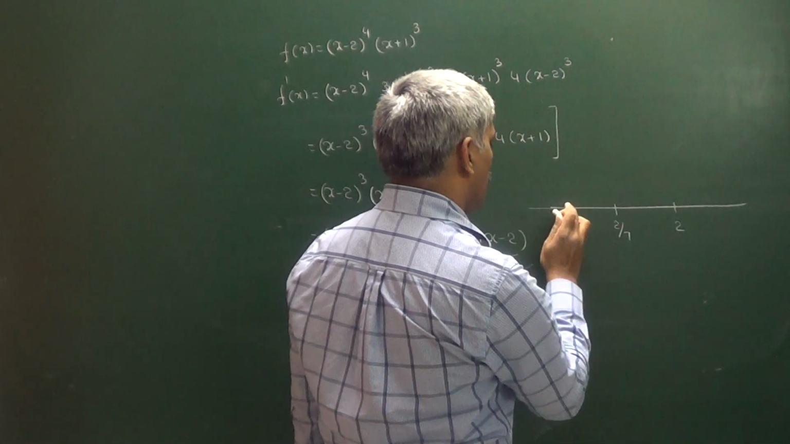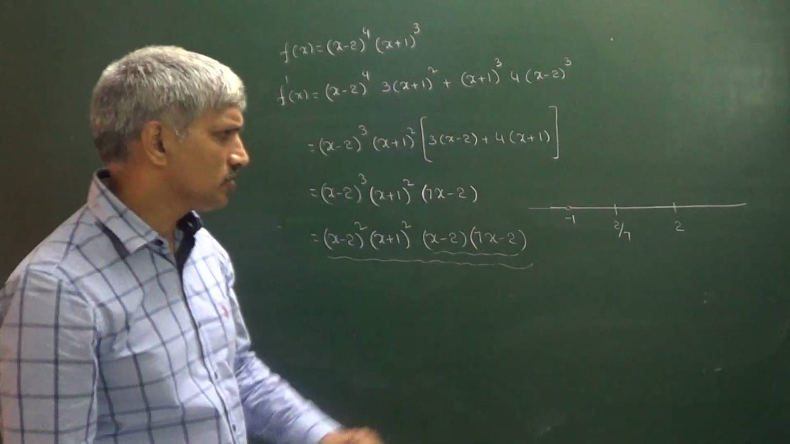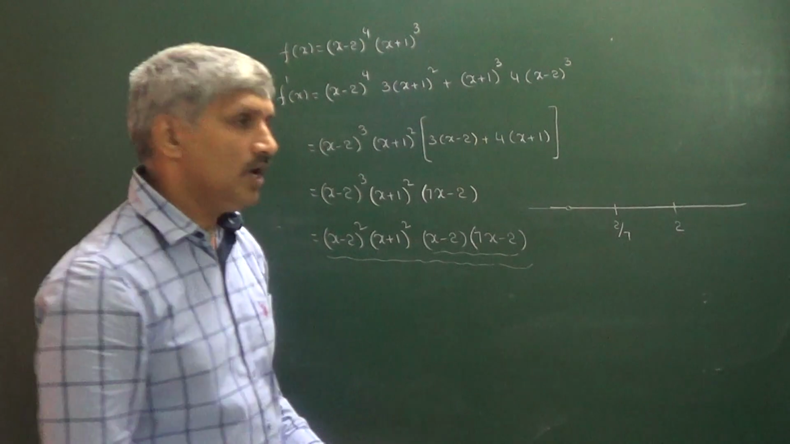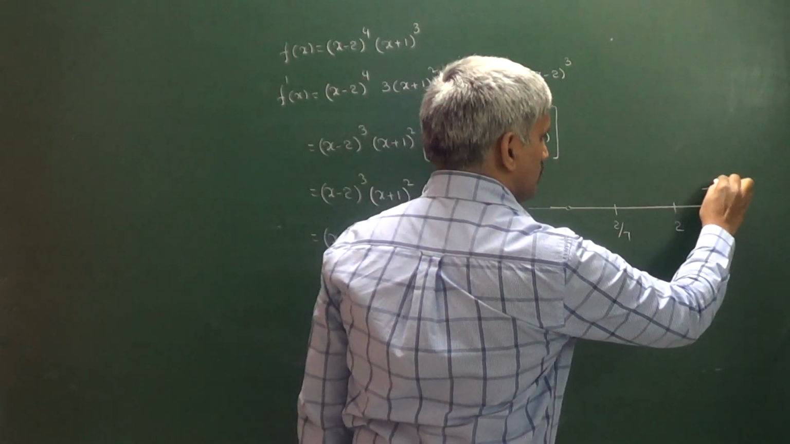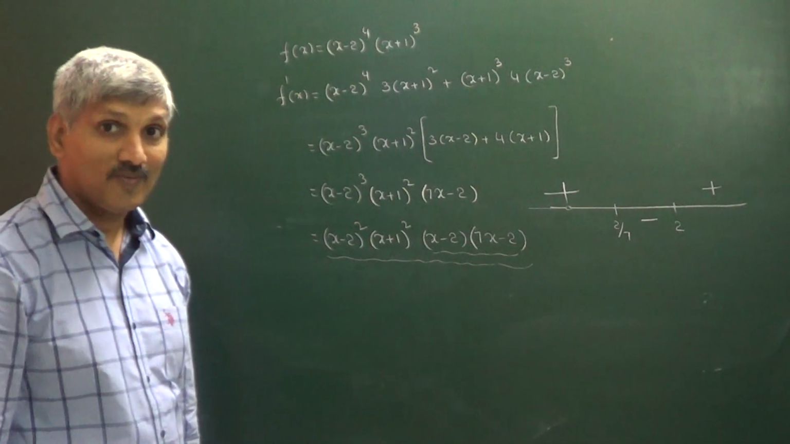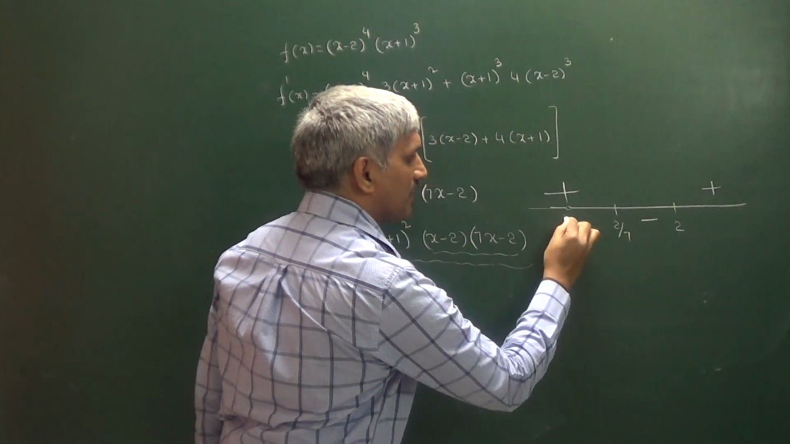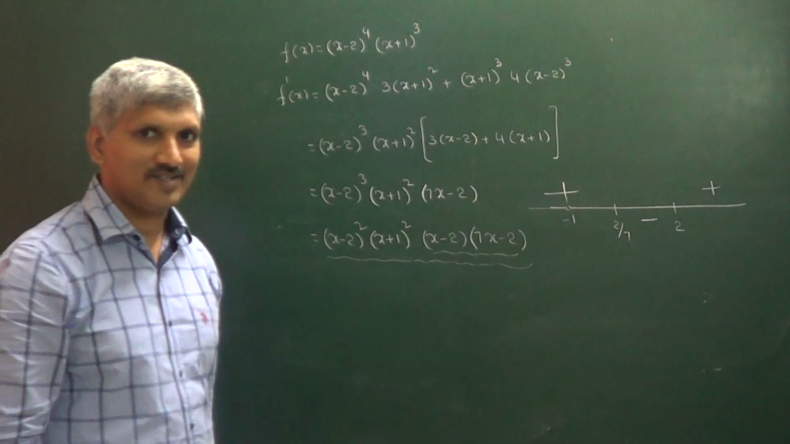Somewhere here we have minus 1 also. Leave that one, it's not required now. Afterwards we will see. Okay, now we come to that. This is plus, minus, plus. What happens here? This is 2, this is 2 by 7, and here we show minus 1.